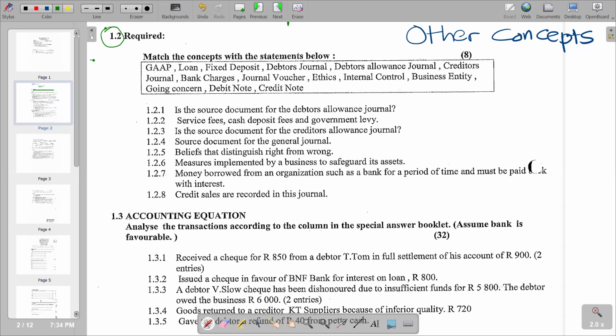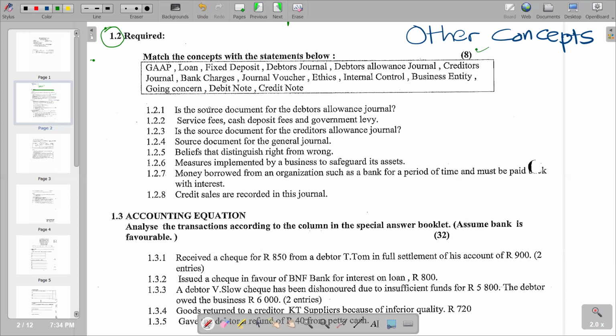In this video, we want to look at a question from a past exam paper. This is a question from a March test question paper, and we are going to look at a question on other concepts. The question reads, match the concepts with the statement below, and it has 8 marks. So you are supposed to go through the concepts that you have.